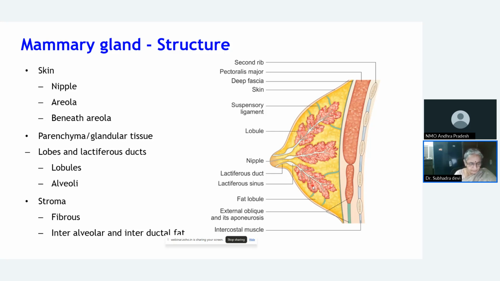One minute, any call? And what will be the structures that will be seen at this point? And what about the retromammary fat, also you should focus.